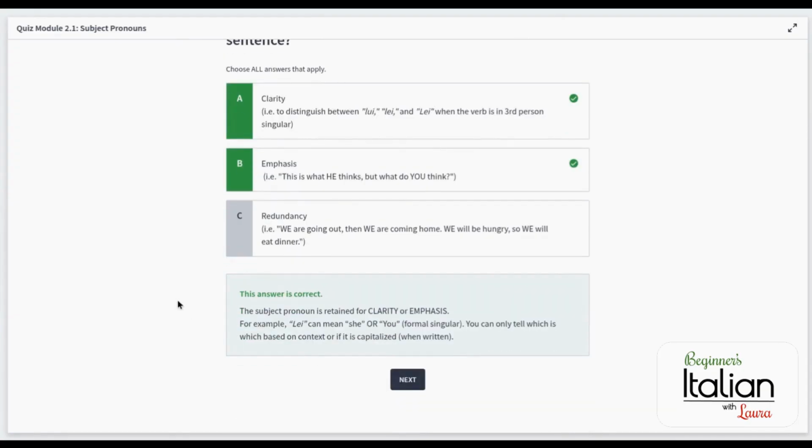Okay, so letters A and B are correct. C is incorrect because we don't want to create redundancy. We want to reduce redundancy. So the subject pronoun is retained for clarity or emphasis. For example, lei can mean she or you in the formal singular. You can only tell which is which based on context, or if it is capitalized when written.